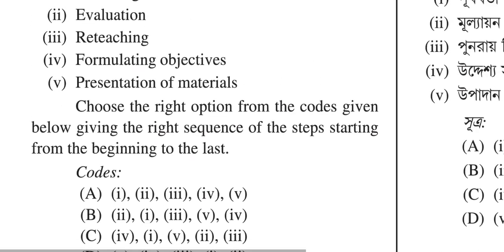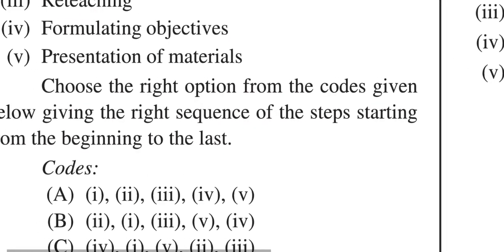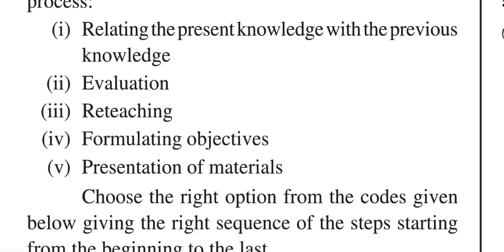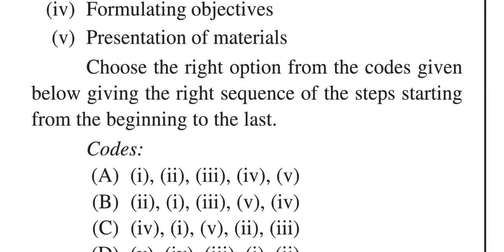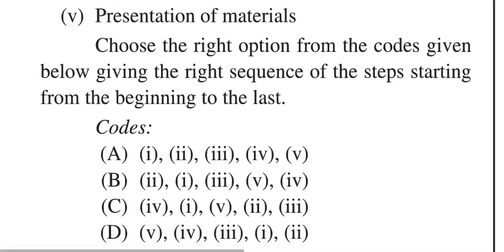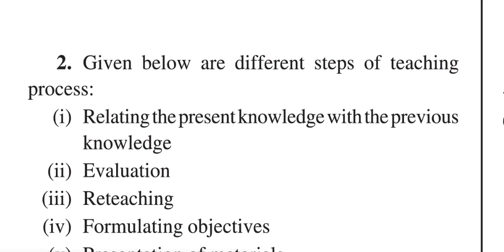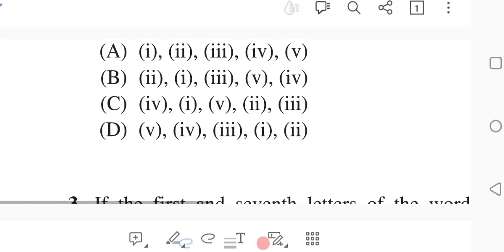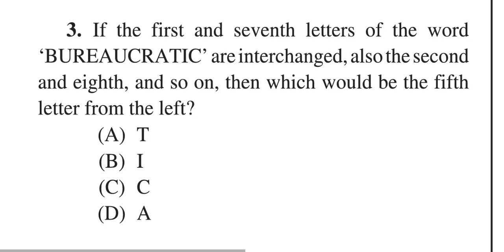First, 4 will come: presentation of materials. Then 1 will come: relating the present knowledge with the previous knowledge. Then 5 will come: formulating objectives. Then 2 will come: evaluation. Then 3 will come: reteaching. So these all are related to different steps of teaching process. Correct answer will be C. Let me mark it. Let's move on to our next question.